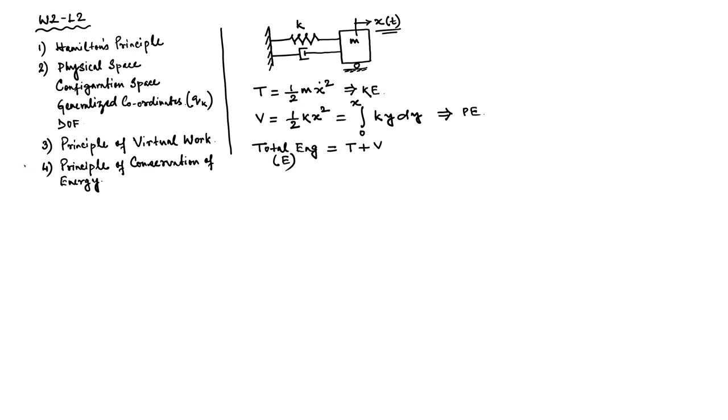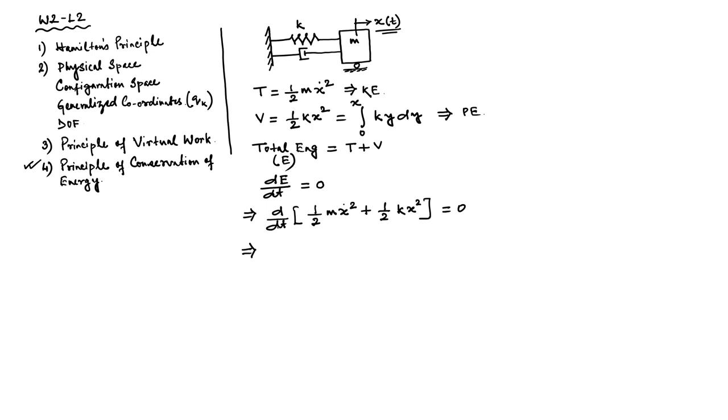Now, as per this principle, total energy is conserved. That means, if I differentiate this quantity with respect to time, what will I get? Because this total energy is constant, I will get this quantity to be 0. So, if I complete the exercise, the first derivative with respect to time of E, the total energy, which is half m x dot square plus half k x square, is equal to 0.